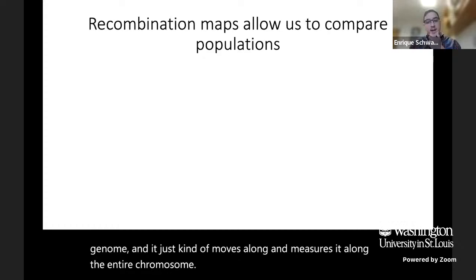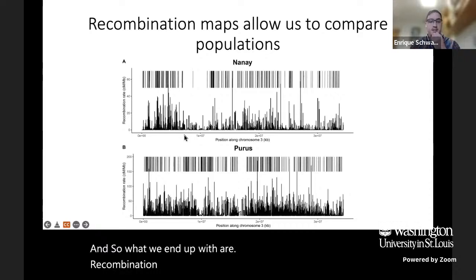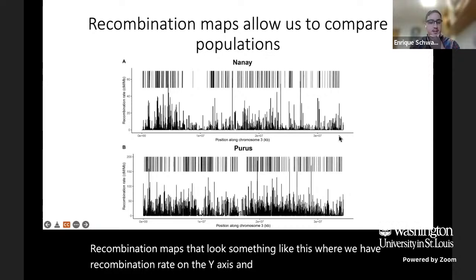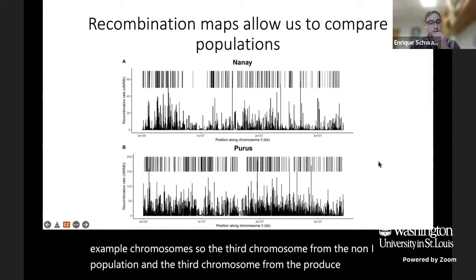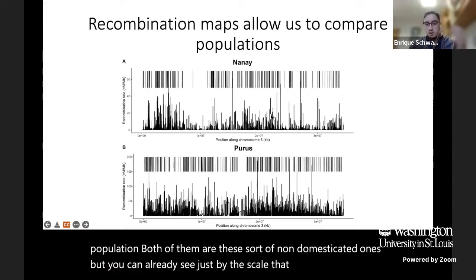recombination maps that look something like this, where we have recombination rate on the y-axis and position along a chromosome on the x-axis. In this case, I just have a couple of example chromosomes. So the third chromosome from the Nanay population and the third chromosome from the Purus population, both of them are these non-domesticated ones. But you can already see just by the scale that the recombination rates are different, and they were actually significantly different when we measured them.